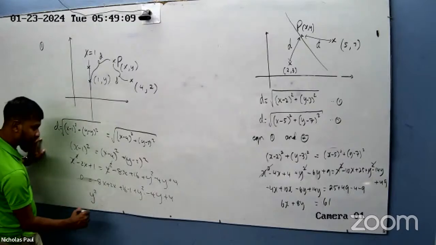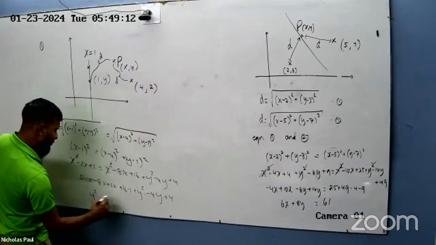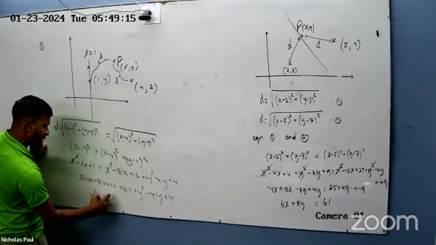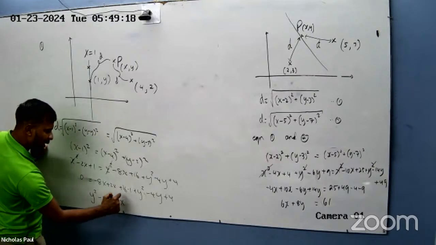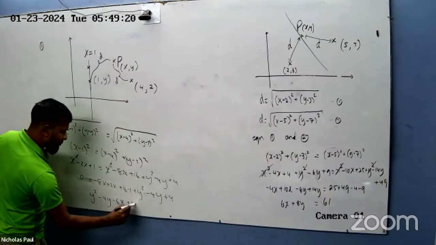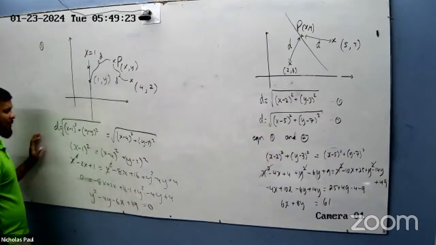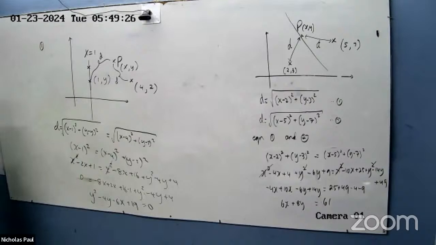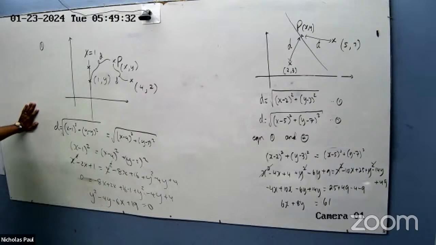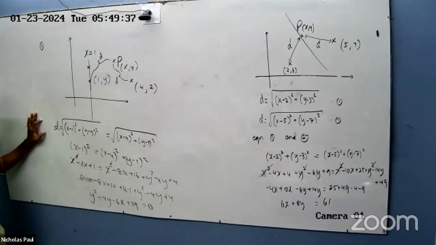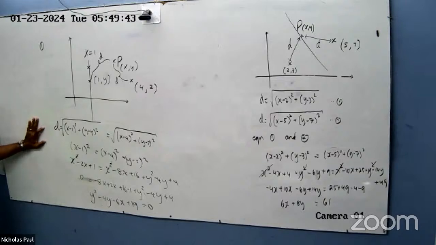So I have y squared. Anybody get this online? Y squared minus 4y minus 6x. This is what, 15, 19? Anybody get that? The signs might be different, right?